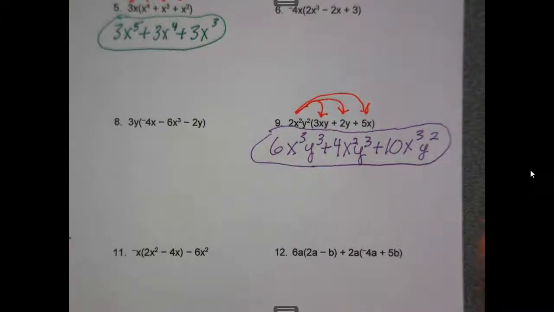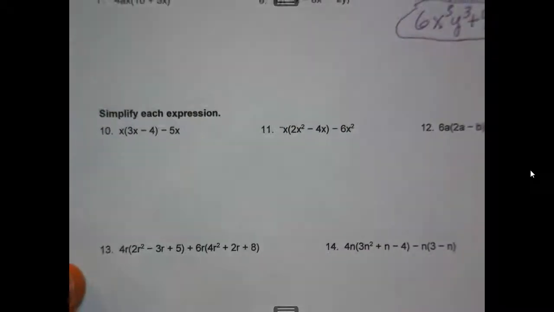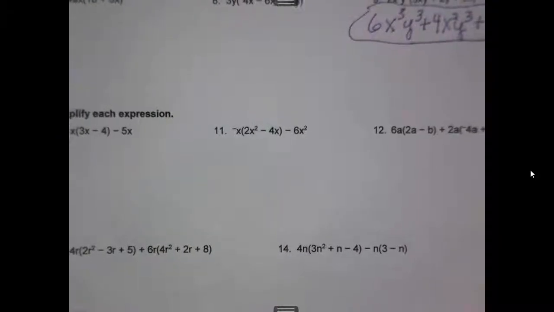All right. From 10 through 14, actually 10 through 18, we're going to distribute, then we're going to combine like terms. Okay, these can get rather lengthy. All right, let's look at number 10.